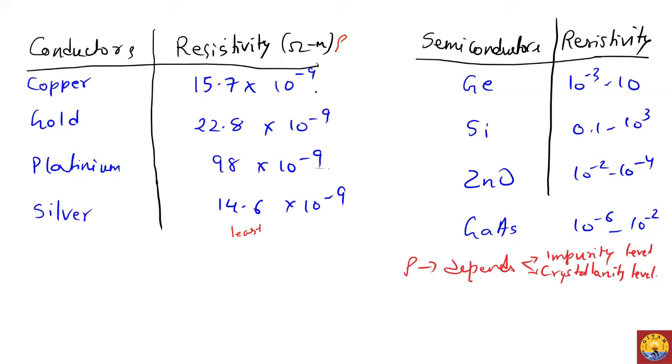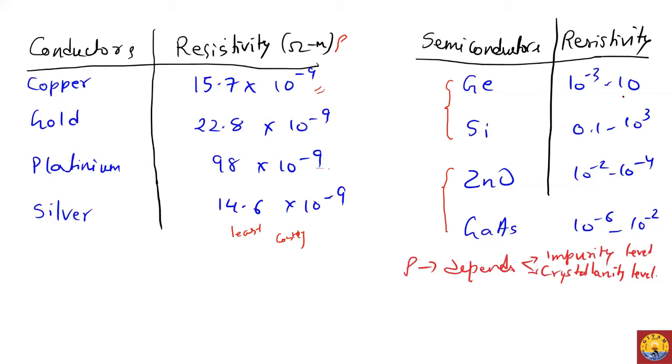So we basically use copper wires as all our connecting wires, not silver, because silver is costly. Silver is costly, so we cannot go for silver. We go for copper, which is not very costly and also has a low resistivity. So we use copper as the connecting wires. Coming to semiconductors, we have two well-known elemental semiconductors. Those are silicon and germanium. And there are many compound semiconductors. Here I have shown zinc oxide and gallium arsenide. Their resistivity values will vary from 10 to the power minus 3 to 10.